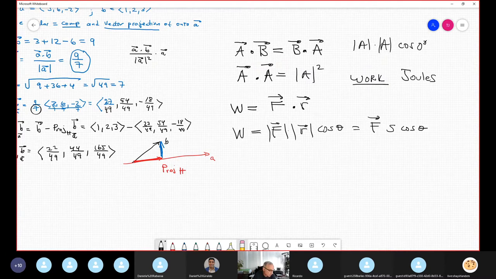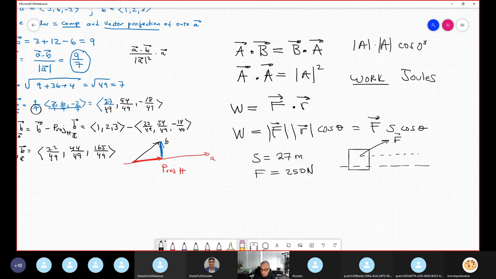Okay, this is typical. Suppose that one problem gives the distance traveled: the distance is 27 meters. And the force applied to the box is 250 newtons. Suppose that we have one sketch to understand the problem. This is the box, and the box is dragged by a force. This is the direction that it is moving, therefore the displacement vector R is in that direction. And the angle in between, theta, is given in the problem: 25 degrees.